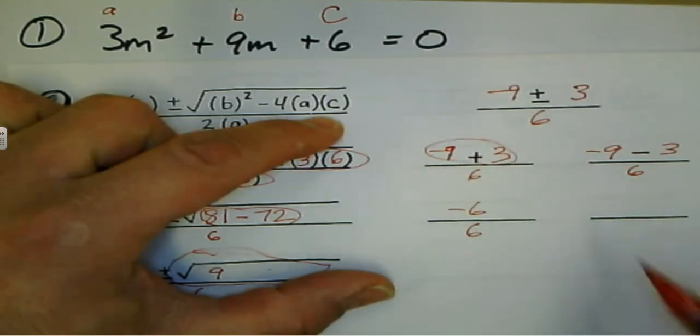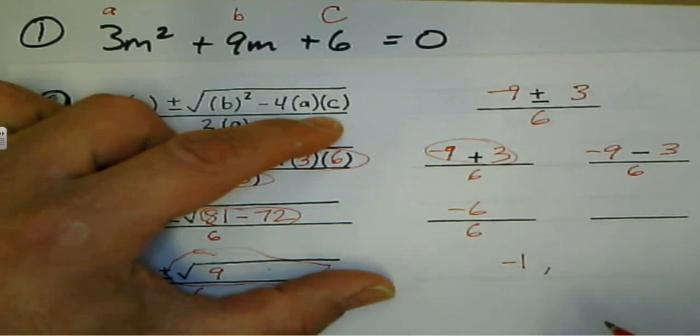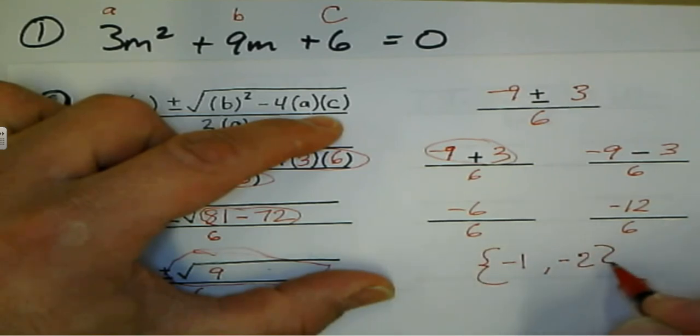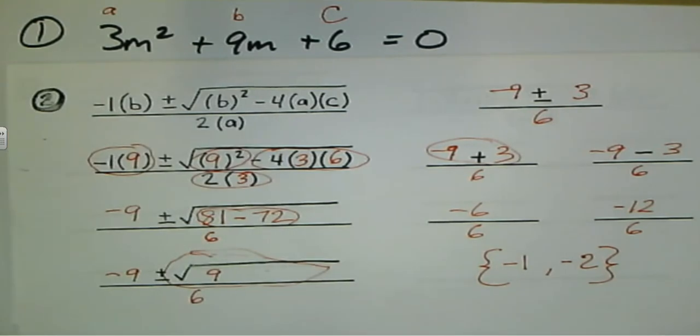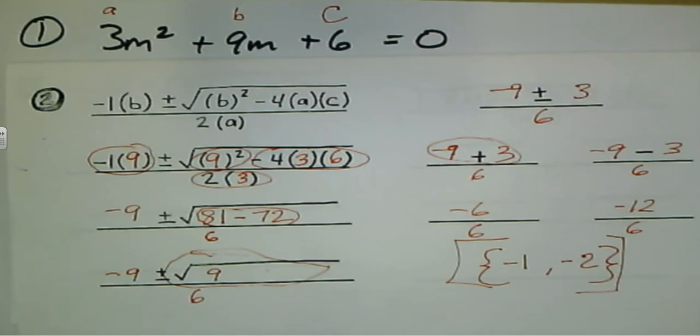All right, negative 9 plus 3 then? Negative 6 over 6. And we can just do that right now. What's negative 6 over 6? Negative 1. Negative 9 minus 3? Negative 12 over 6. And what is negative 12 over 6, or divided by 6? Negative 2. You can put brackets, you can put braces, but do not put parentheses. That'll be something totally different.